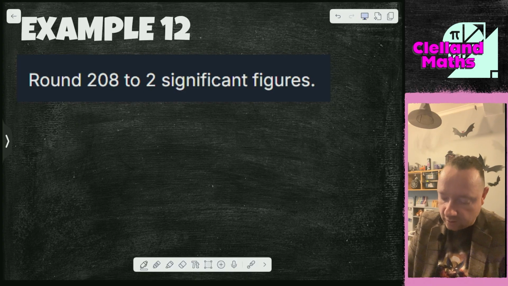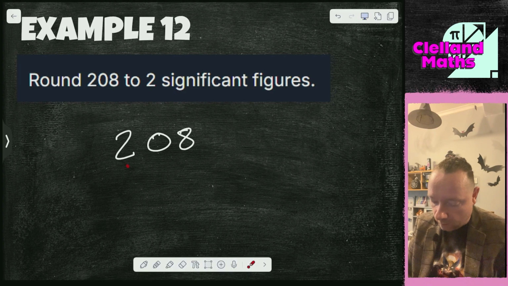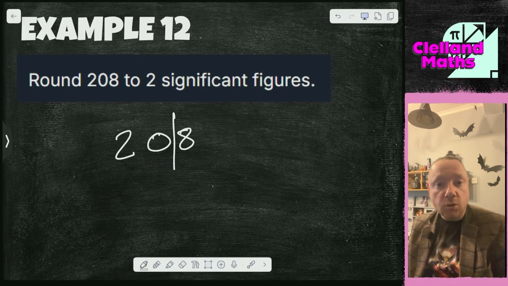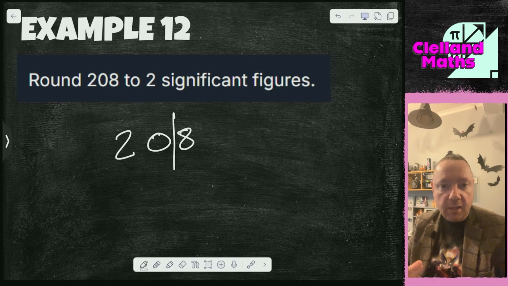Round 208 to 2 significant figures. So I've got 208. 2 significant figures means 1, 2. So you imagine if you just cut your number there, that's where you're rounding. The 0 is going to change or stay the same. If it rounds up, it goes up by 1. If it rounds down, it stays the same.